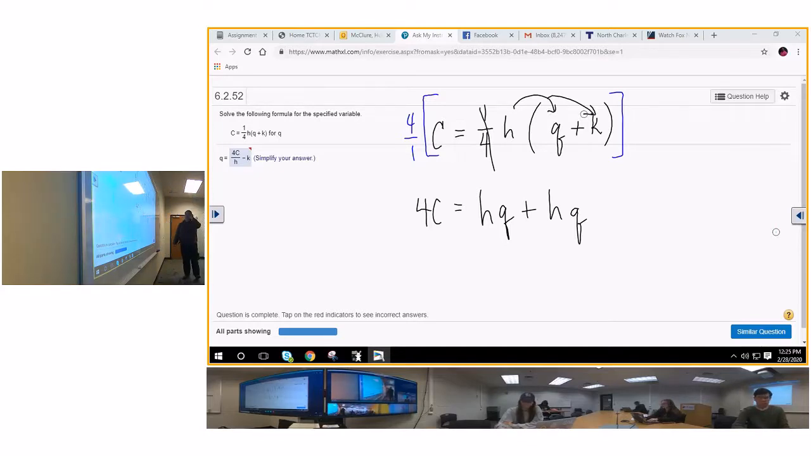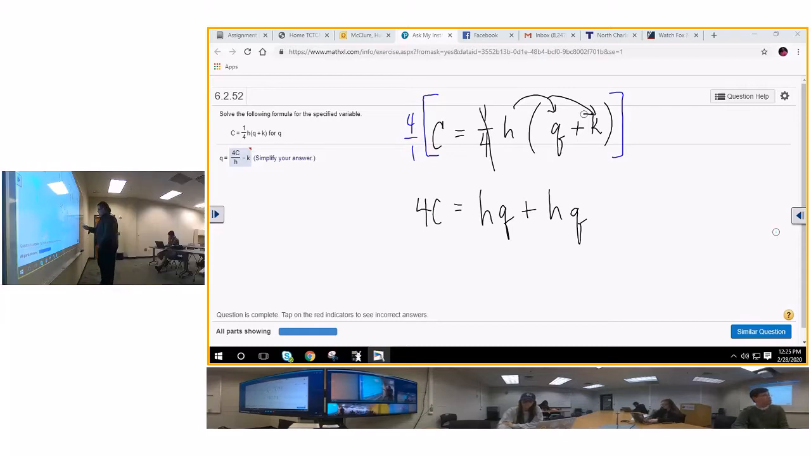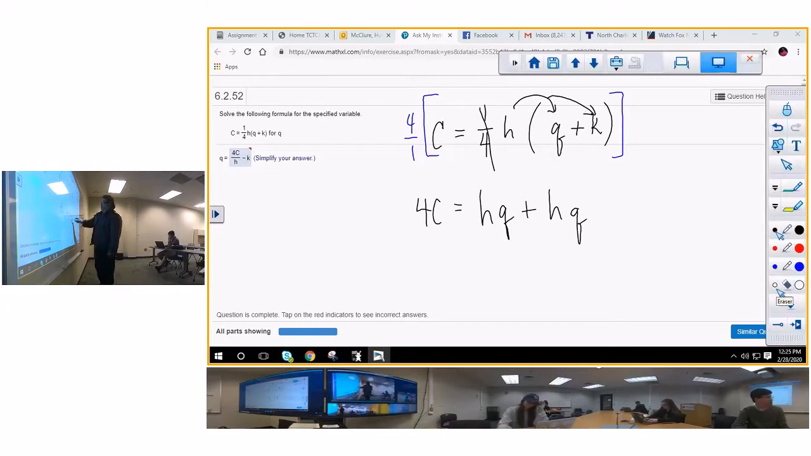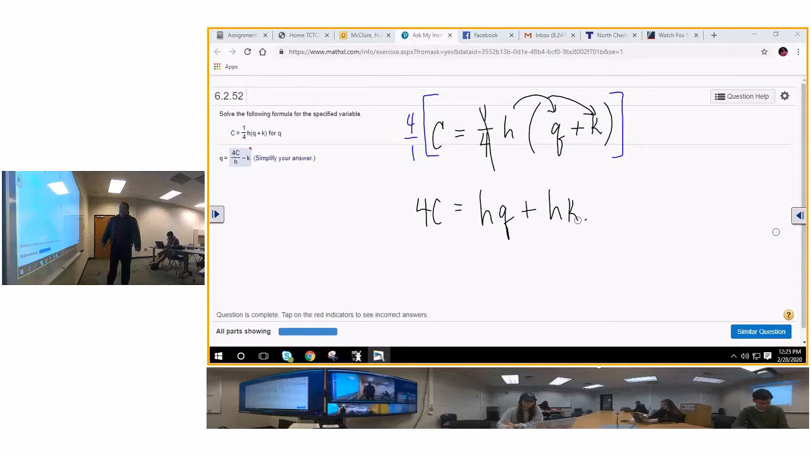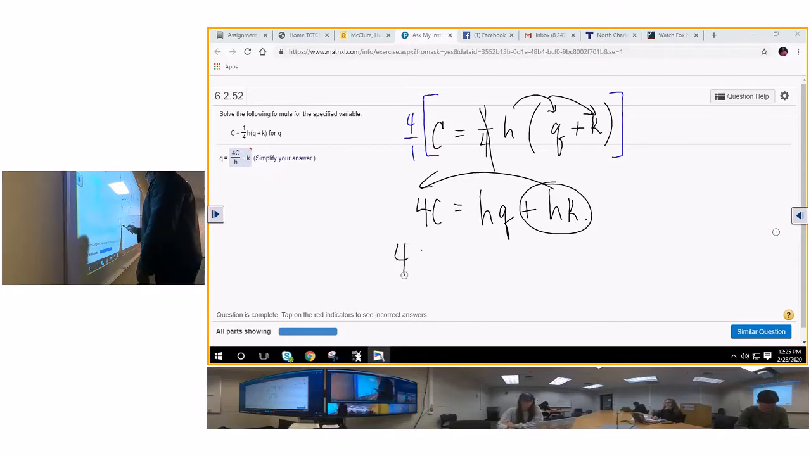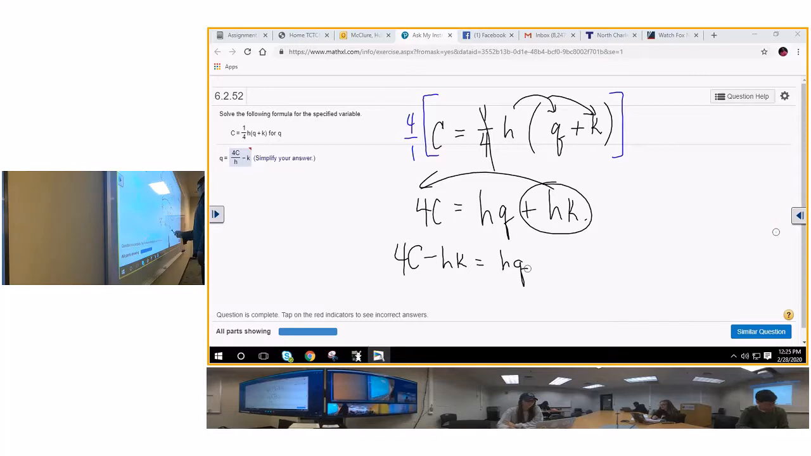I'm not sure, but oh, that's not HQ plus HQ. It's HQ plus HK. Here we go. Now, I want to solve for Q. How do I get rid of the positive HK? Take it across the river. 4C minus HK is equal to HQ. And then how do I get rid of multiplying by H? Divide by H. And Q is equal to that.